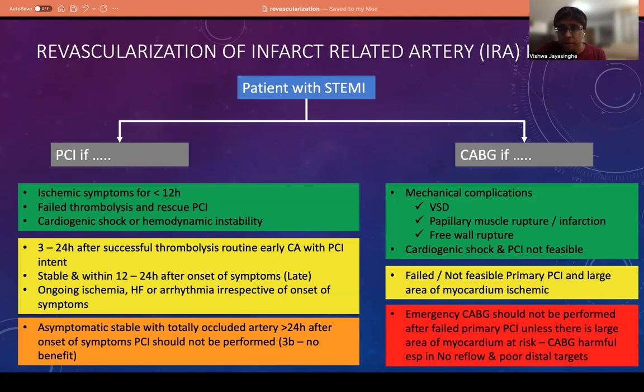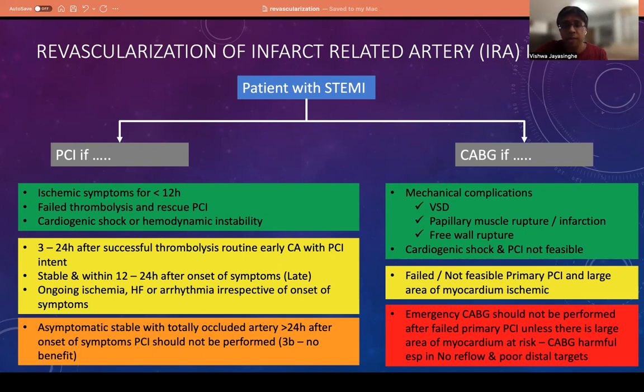However, there is a class 2A recommendation for CABG in patients in whom primary PCI is not feasible or failed. These patients do not have cardiogenic shock or any mechanical complications, right? But their PCI is not feasible or had failed, and there is a large area of myocardium at risk. These patients should undergo emergent or urgent CABG. That is a class 2A recommendation.